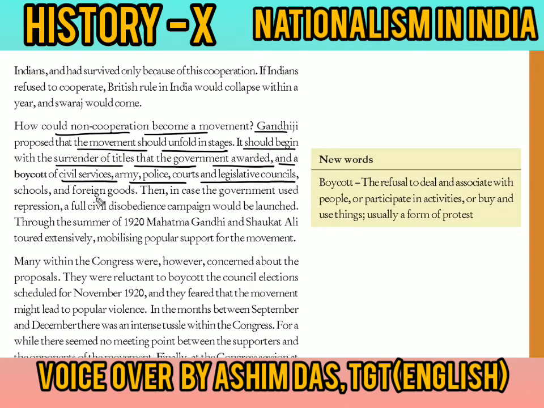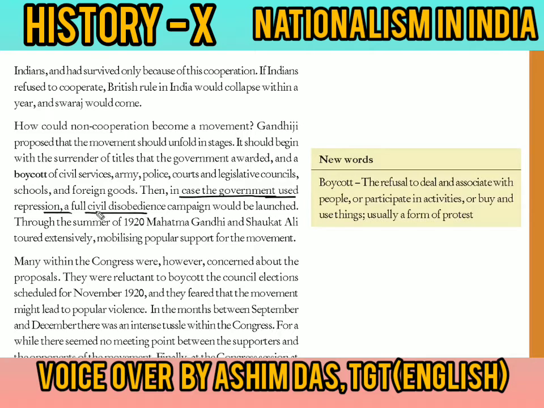So how could non-cooperation become a movement? Mahatma Gandhi proposed that the movement should unfold in stages. It should begin with the surrender of the titles that the government had awarded, and the boycott of the civil services, army, police, courts, legislative councils, schools, and foreign goods. All must be stopped. And this will bring a kind of pressure on the British government, because nobody is cooperating with it. Then, in case the government used repression, a full civil disobedience campaign would be launched.